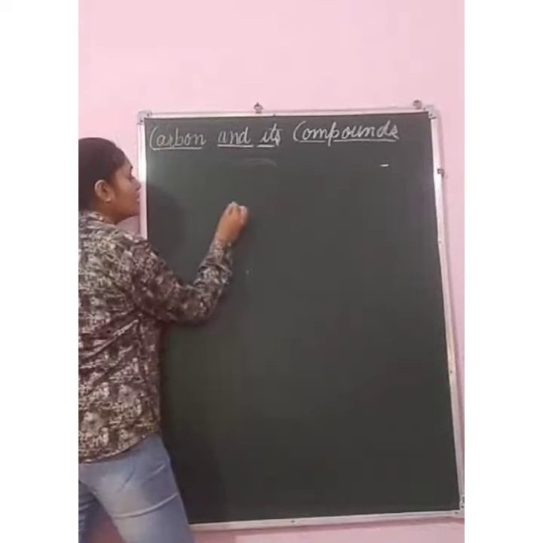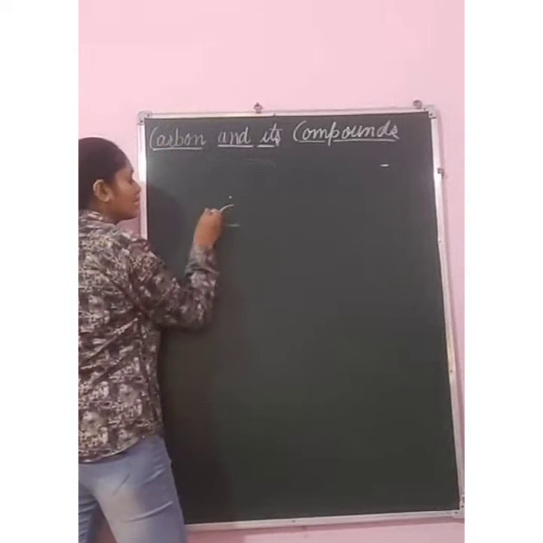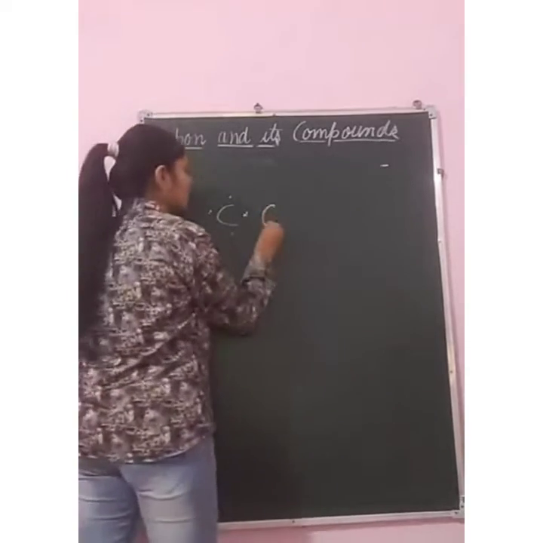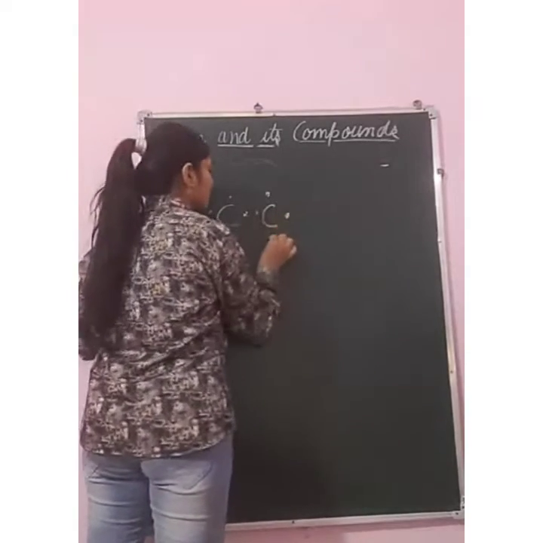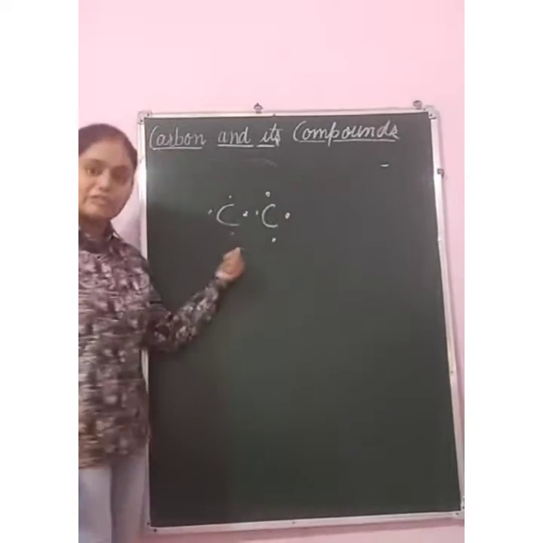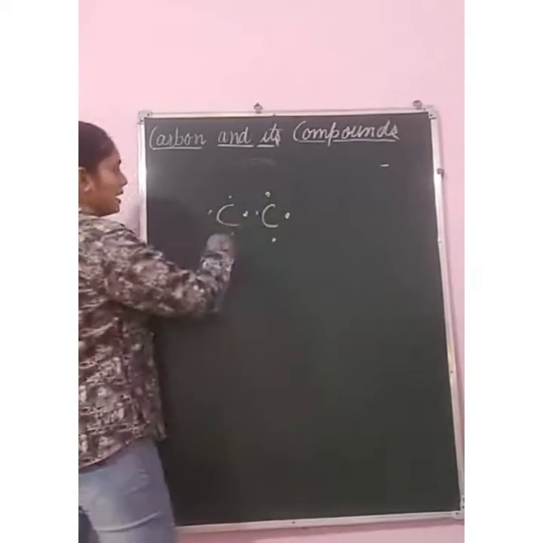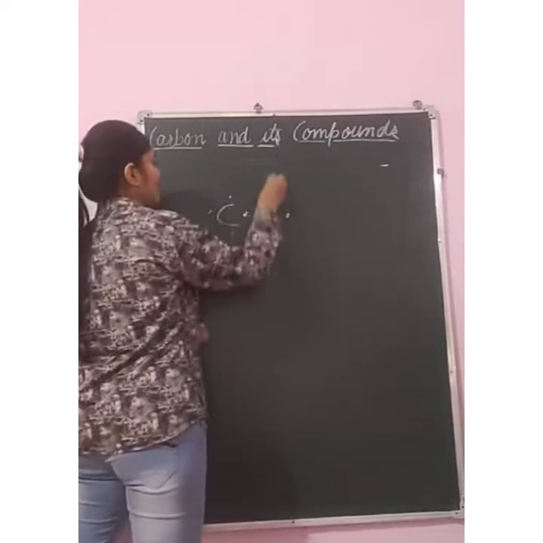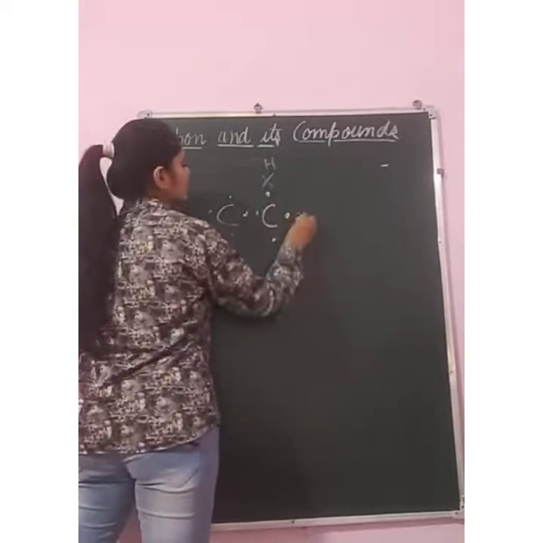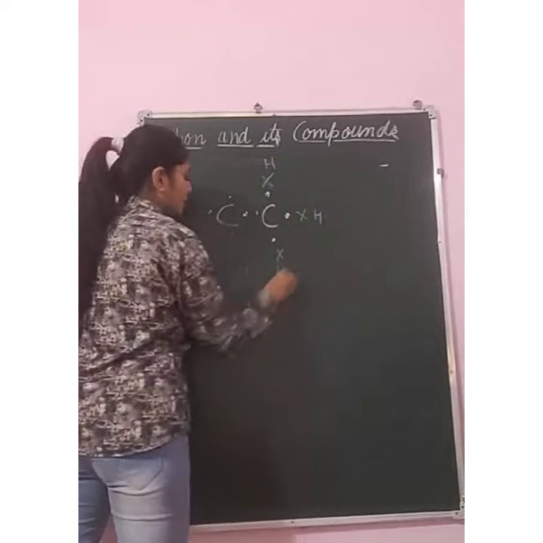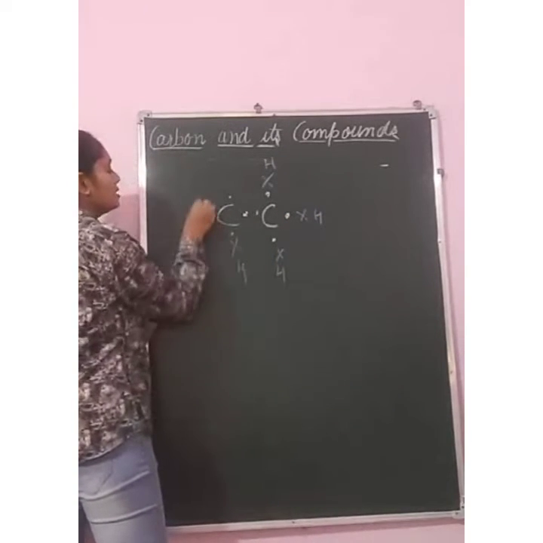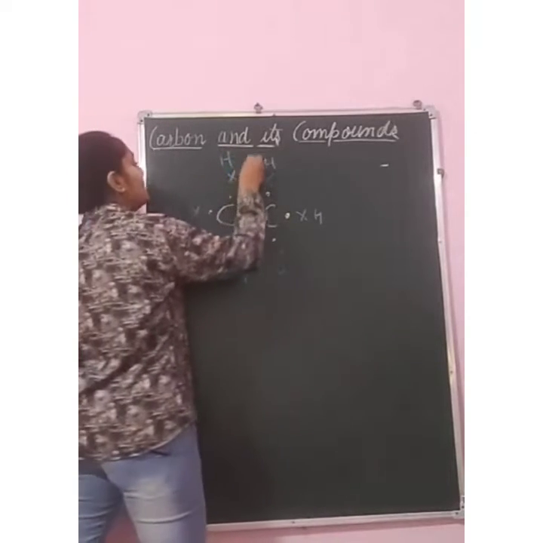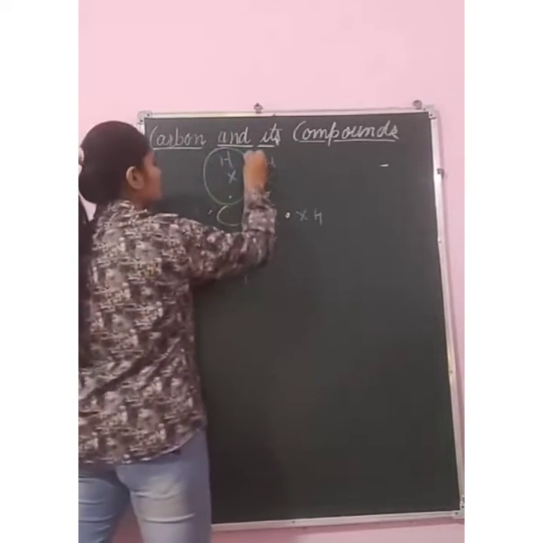See here, carbon has 4 electrons. Now we will take another carbon, which also has 4 electrons. What will carbon do? It will share one electron with the neighboring carbon, and the others will be hydrogen atoms. Again we can remove a hydrogen, and in this way carbon can form many chains.